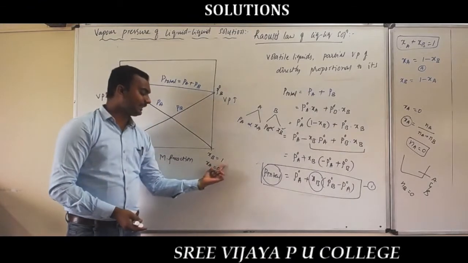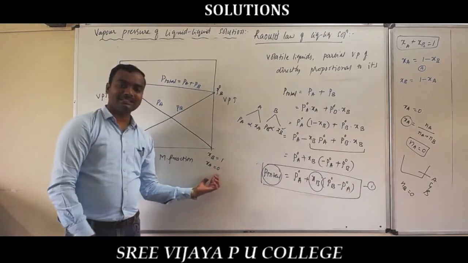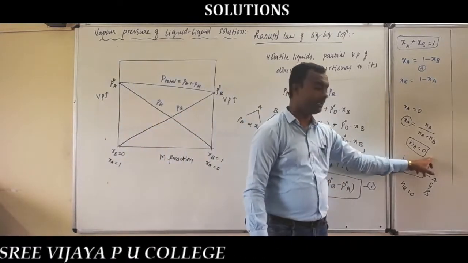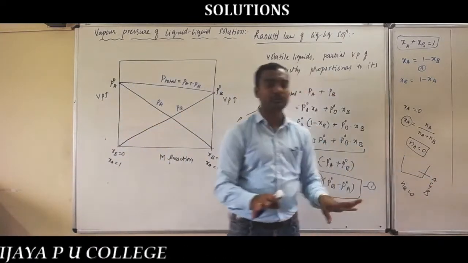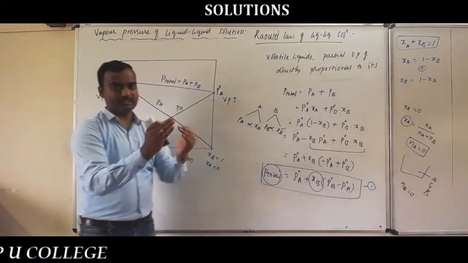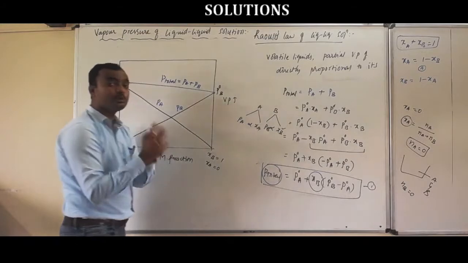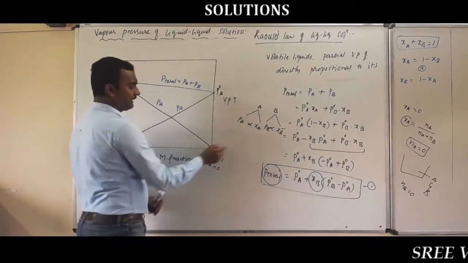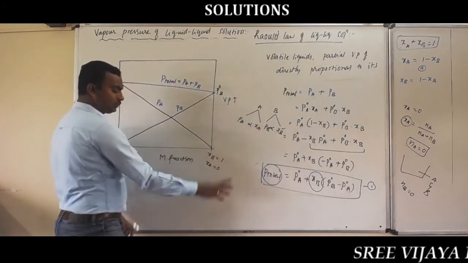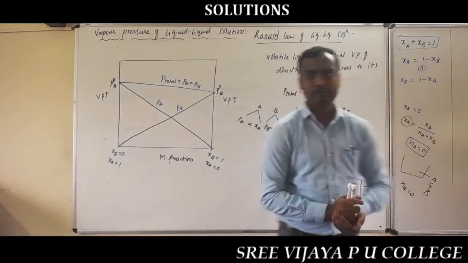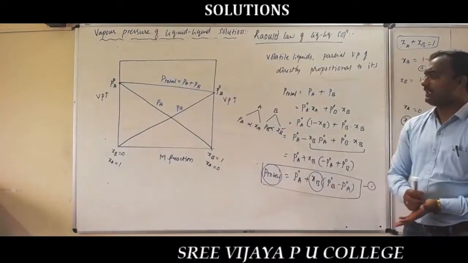So when xb is 1, what will xa be? It will be 0. xa is 0 means the number of moles of A is 0. So in that solution there is no component A. So what will the vapors coming from it be? Only B vapors. That is the vapor pressure of pure component B, taken as P0B at xb equal to 1. So that is the graphical representation of Raoult's law of liquid solution.